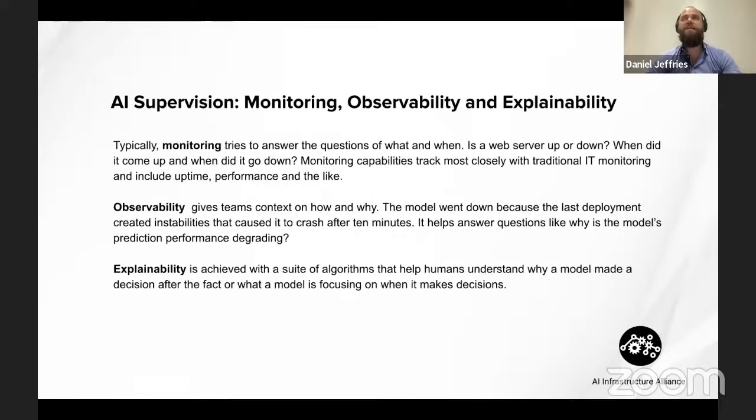Observability gives context into the how and why. The model went down because the last deployment created instabilities, or it used too much memory, or caused it to crash, or it was throwing CUDA errors, and it was down for 10 minutes, right? These kinds of things help answer the question of why maybe the model's prediction performance is degraded. It could be earlier in the pipeline.